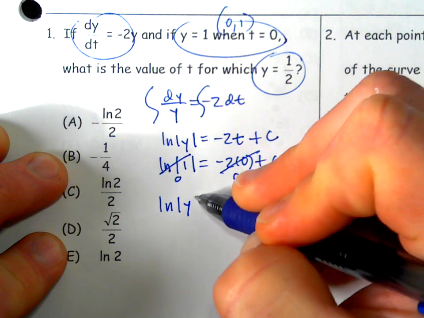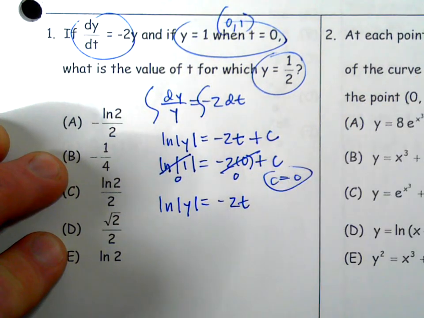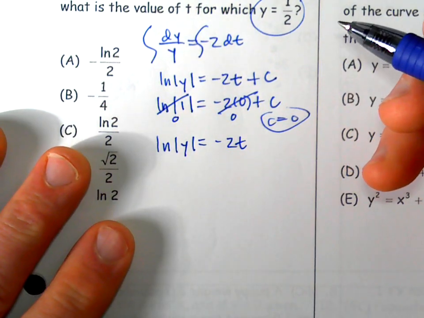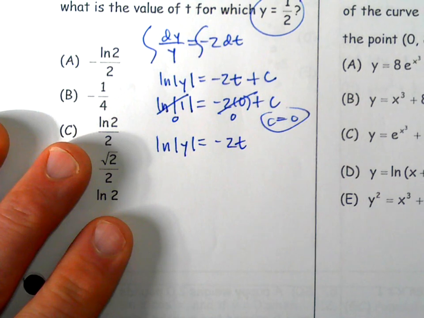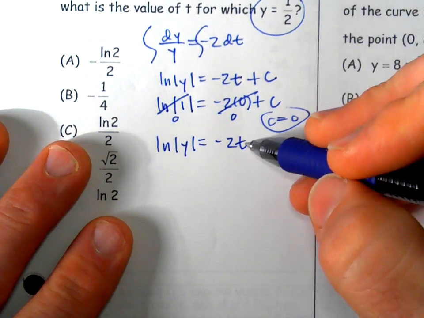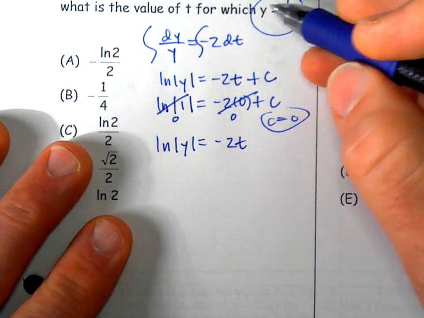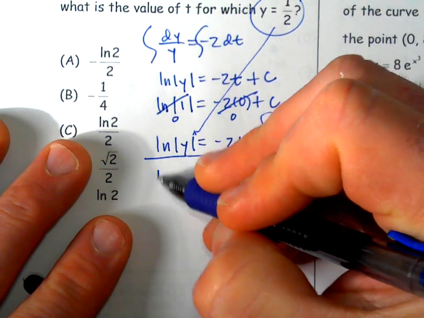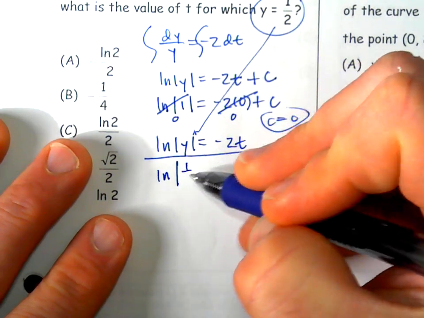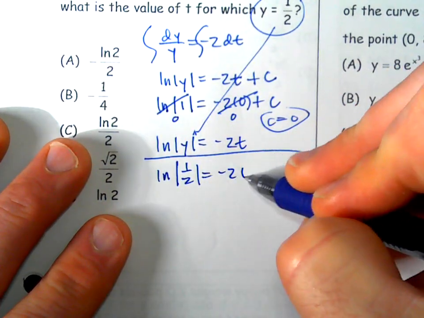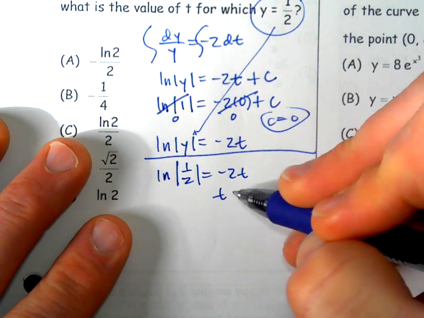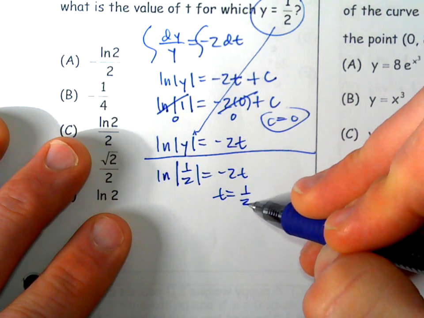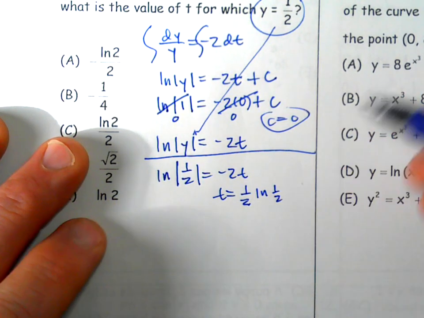Natural log of the absolute value of y equals -2t. That's it. So now let's solve for y. You know what? I think I just realized a shortcut. If we want to know what t is when y equals 1/2, let's just plug that in right now. So this is my shortcut. I'll do it the other way in a second, but we can just plug that in. And then t equals -1/2 natural log of 1/2.